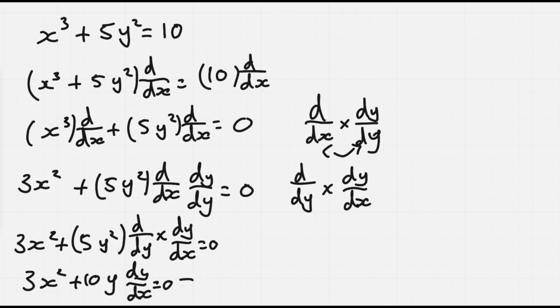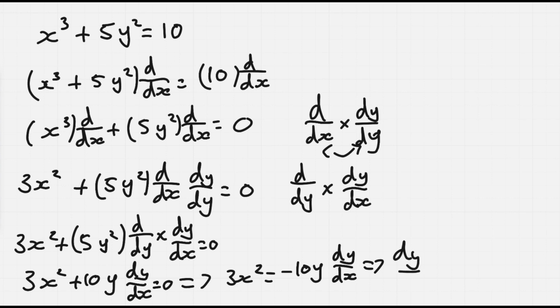What I can then do is minus 10y dy dx. So I get 3x squared equals minus 10y dy dx. And finally, dividing by minus 10y, I'm going to get dy dx on its own, equal to 3x squared over minus 10y.